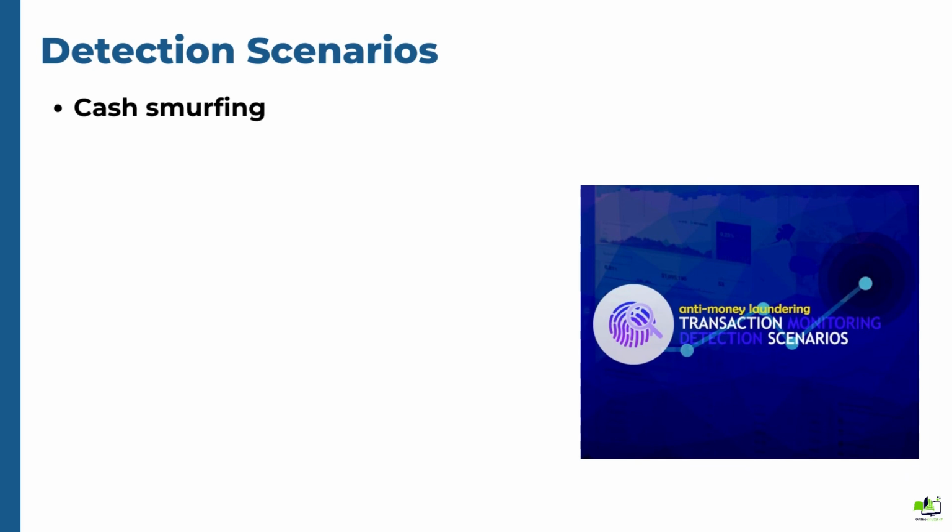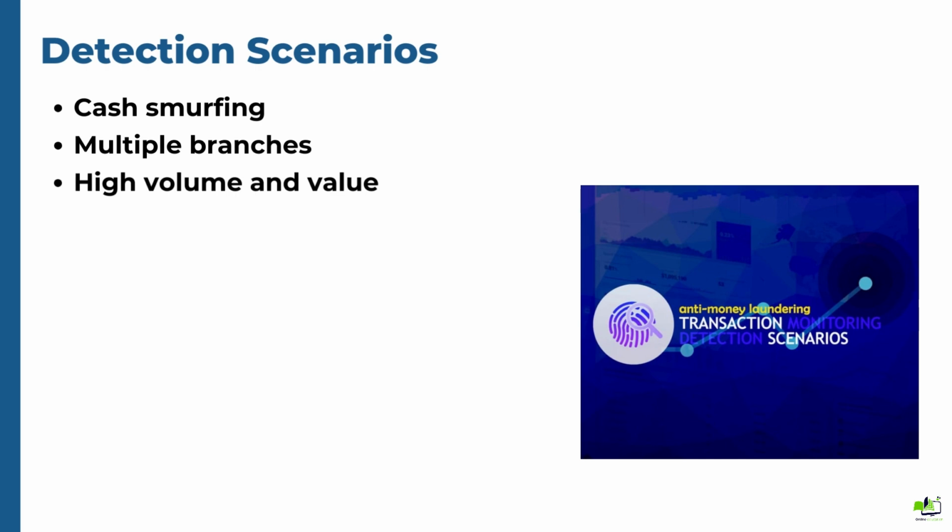Cash smurfing. Customer splits deposits and withdrawals into lots of smaller chunks which, when added together, make a large value. Multiple branches. Customer uses multiple branches over a period of time to avoid regulatory identification requirements. High volume and value. This includes an unusually large volume of transactions using faster payment credits, ATM and cash withdrawals.